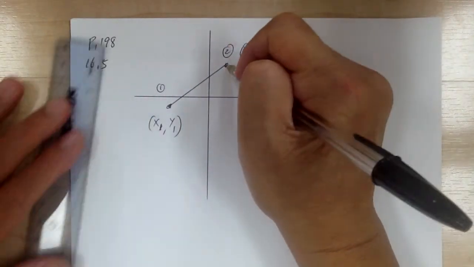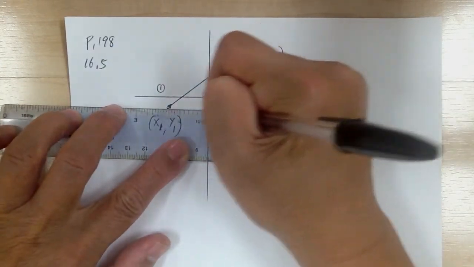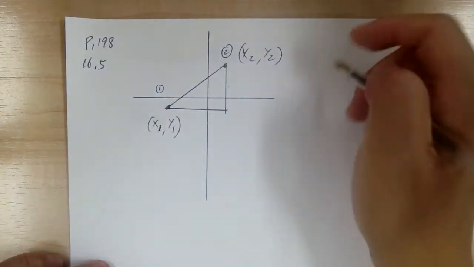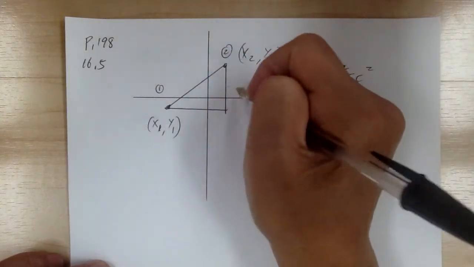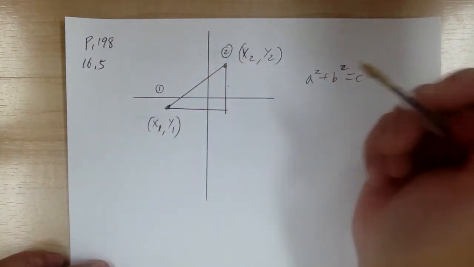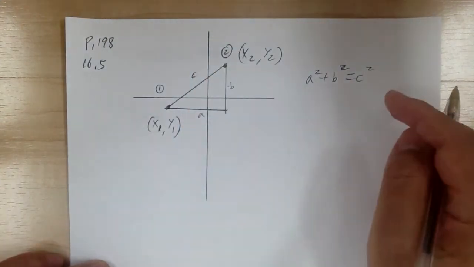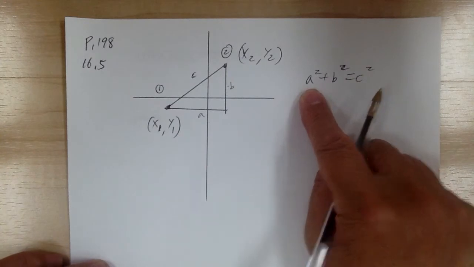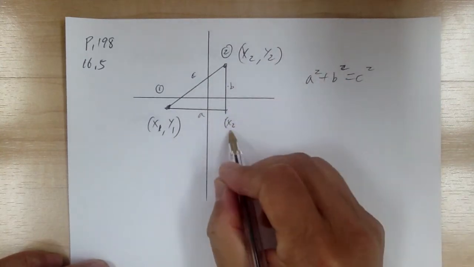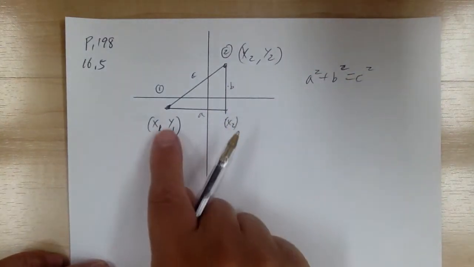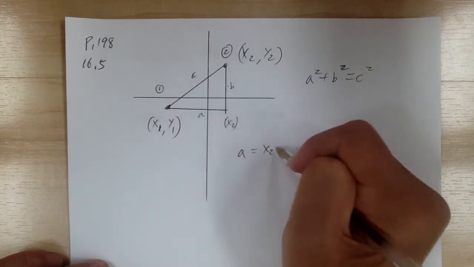Now to figure out this distance, you use the Pythagorean theorem. So this would be your c. Again, the Pythagorean theorem is a squared plus b squared equals c squared, right? Let's call these sides a, b, c. To figure out a, it is from here to here. If you go straight down, here is your x2. So if you just look at x, here's your x1, here's your x2. So a will equal x2 minus x1.